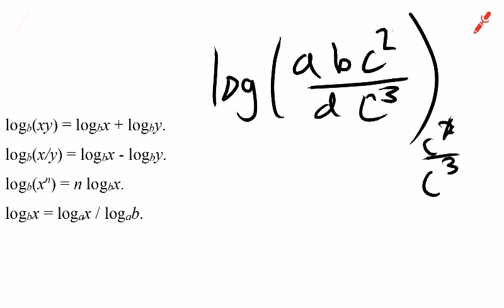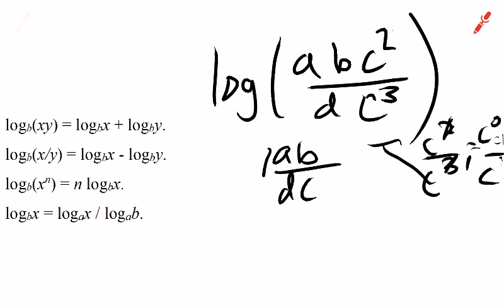So c squared over c cubed: 2 c's cross out on the top. That leaves 1 on the bottom. And since the 2 c's cross out on the top, this is equal to c to the 0, which is 1 over c to the 1. So 1 over c. So that goes back in here, and we're left with ab over dc. Alright, so that's that.